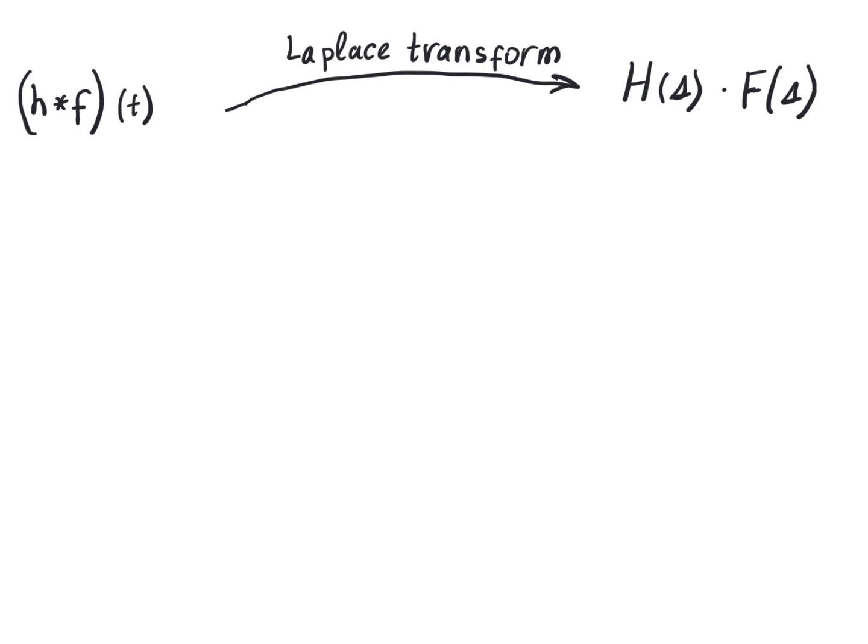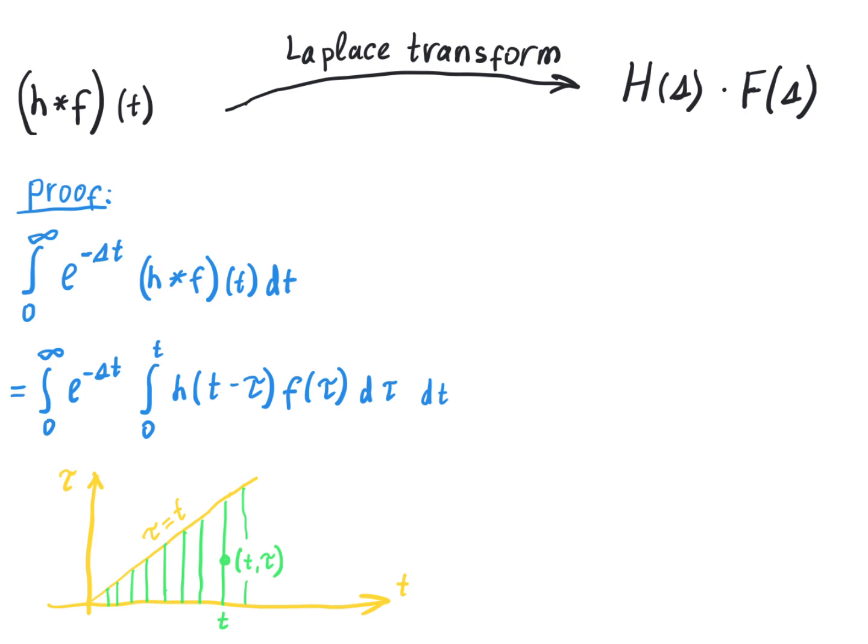What happens if we apply the Laplace transform to a convolution of two functions? A remarkable fact is that we obtain an ordinary product of two Laplace transforms. This makes the Laplace transform very appealing when dealing with convolutions. The convolution looks like a fairly convoluted integral, but once you apply the Laplace transform, it looks very natural. Here's an idea of the proof.